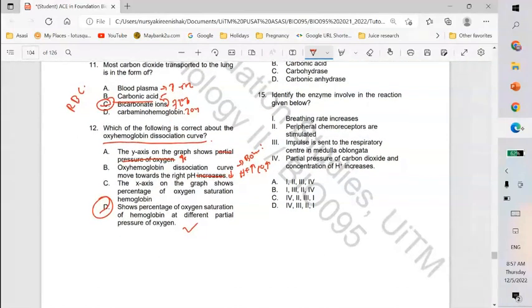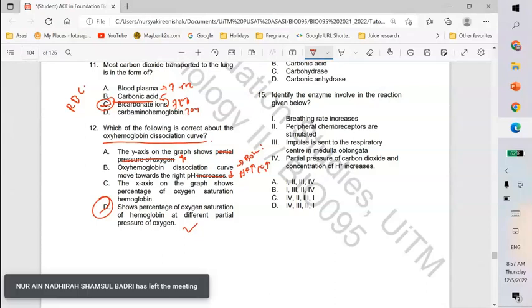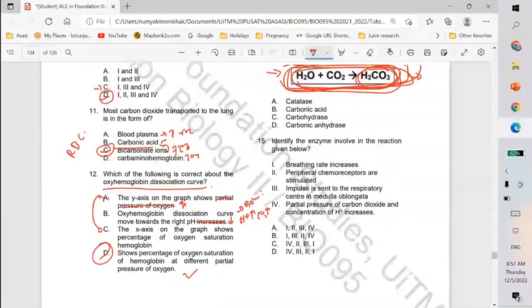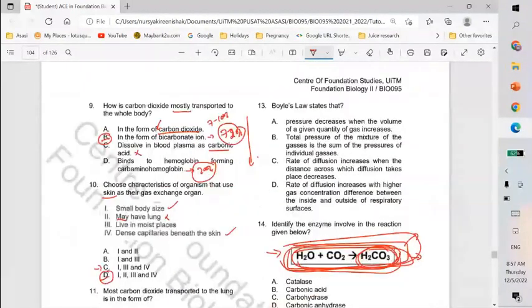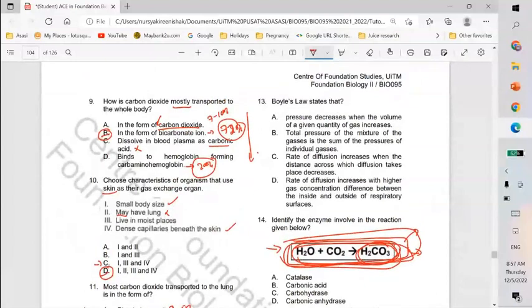So the x-axis on the graph shows percentage of oxygen saturation. So A dengan C ni dia terbalik. Kan? So kalau x-axis adalah it shows partial pressure of oxygen. So facts dia terbalik lah untuk A dengan C ni. Okay? So the answer should be D. Okay, so thank you Farid. Farid, number 13, Hadif.